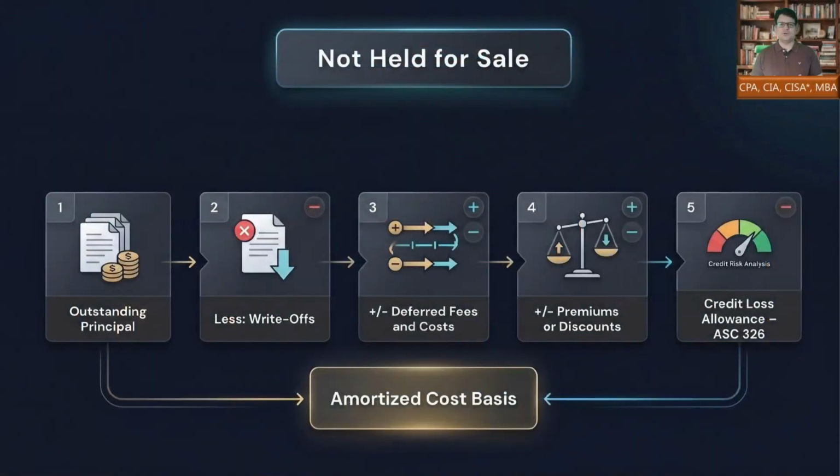For receivables not held for sale, amortized cost basis is more than the unpaid principal balance. Start with outstanding principal, reduce it for write offs, adjust it for deferred fees and costs, and adjust it for premiums or discounts using the effective interest method. Credit losses are also important, but their model is not inside ASC 310-10. Expected credit losses are handled under ASC 326. So think of this slide as a layered carrying amount. Principal is the base, but not the full story.